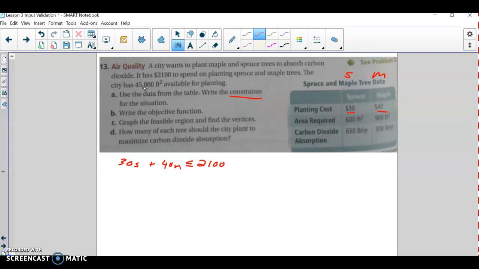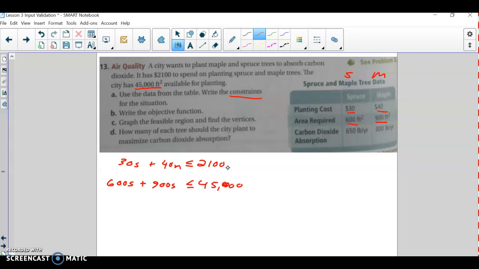Okay, and then we also have a max amount of space, which is 4,500 square feet to plant these trees. So again, we've got to stay less than or equal to that. Sorry for that, it should be a 0 there. 4,500. Okay, and then here's the area, right? So the area is 600 for a spruce, and then 900 for a maple.